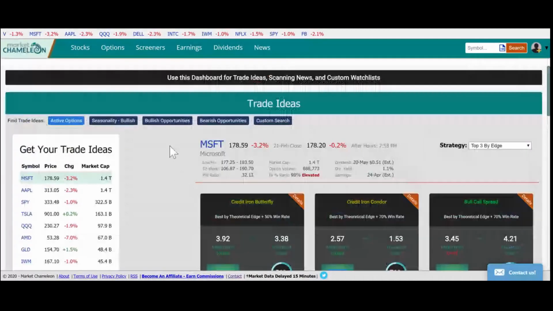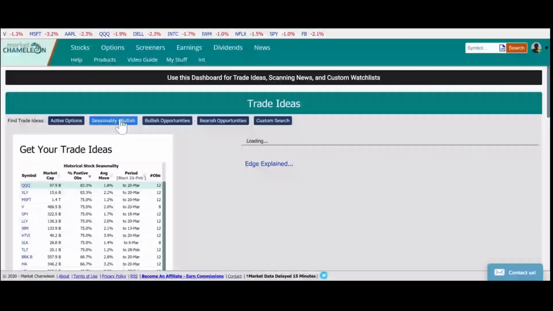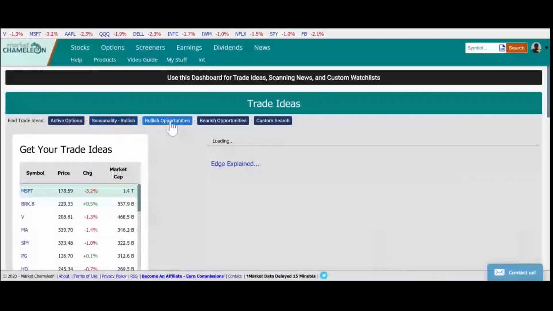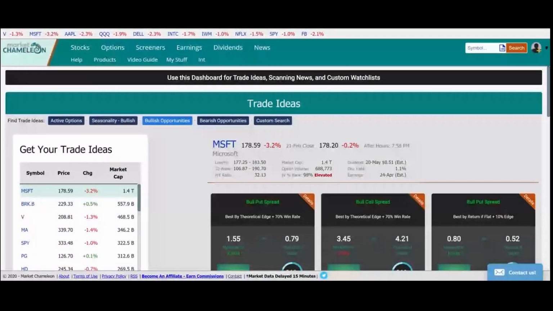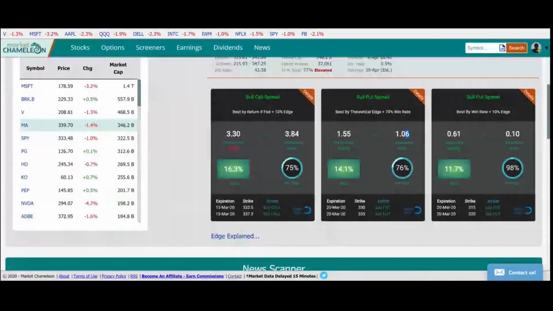So over here, what we do is we put seasonality bullish plays. These are bullish plays based on really technical analysis. These are stocks that have just been going up, where the 20-day moving average is above the 50-day, the 50 days above the 250, and the current stock price is above all of them. So these are bullish plays, and these are bullish option spreads that look like they have theoretical edge and historically high win rates. It's very interesting.